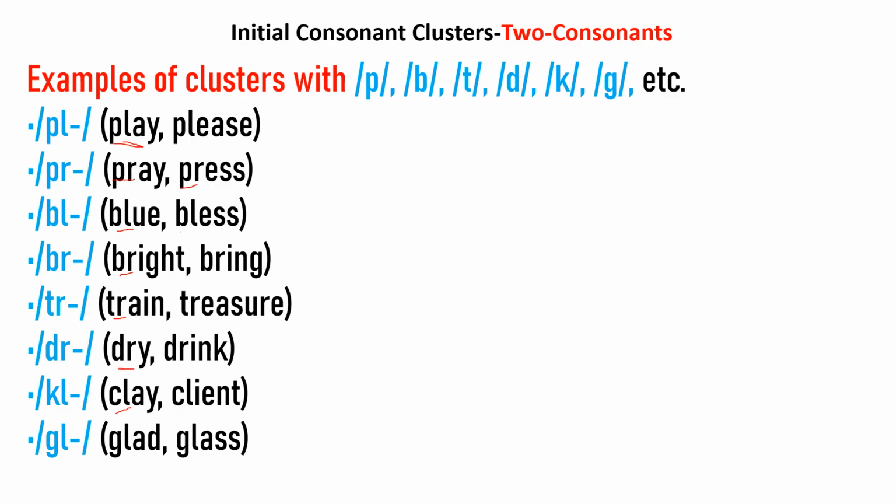Clay, glad. So the underlined consonants are clusters. Glass. So client, cl, dr, tr. So these are all consonant clusters.